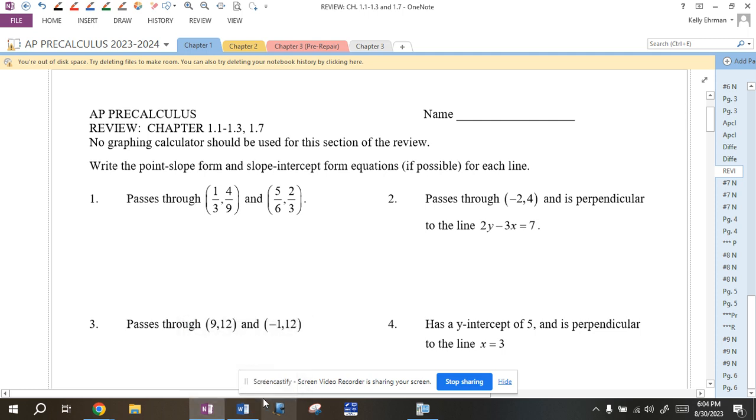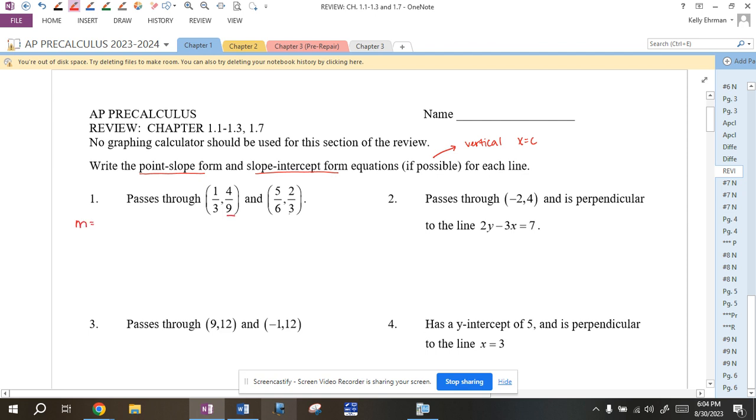All right, so starting this review, we are trying to write the point slope form and the slope intercept form equations if possible for each line. If possible is because if we have a vertical line, x equals a number, then you can't write point slope or slope intercept form, but anything else should work. So I have a point. I can use either one of those points, but I need a slope to write the equation of a line.